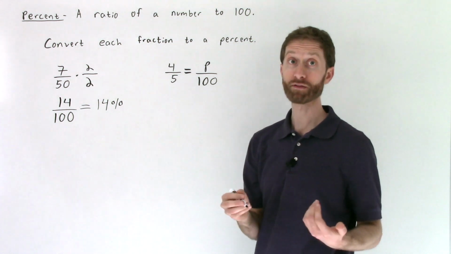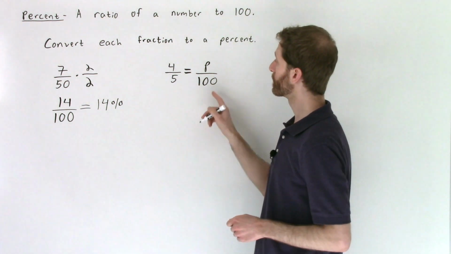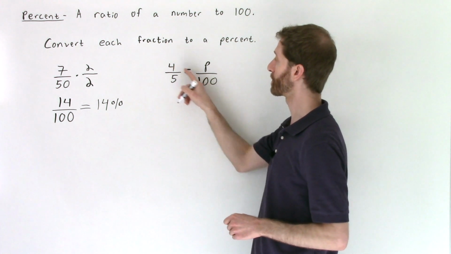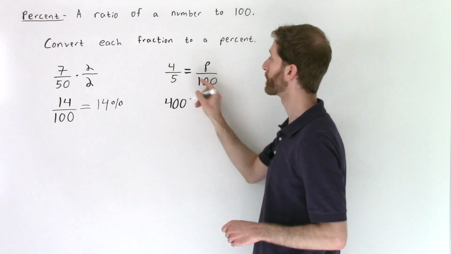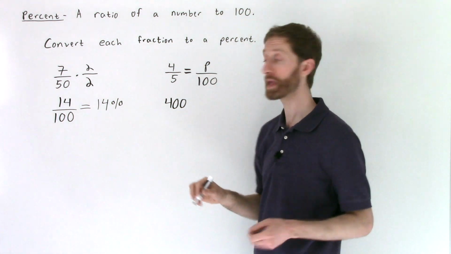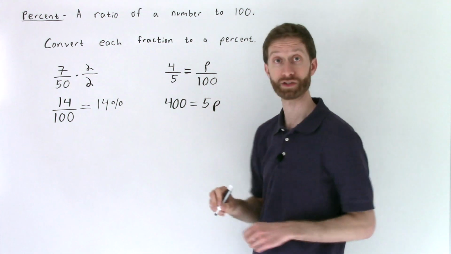So how do we solve this out? Well, we can cross multiply. So to cross multiply here, I simply multiply 4 by 100. So that's going to give me 400. And then I multiply 5 by P. And so that's going to be equal to 5 times P, just like that.